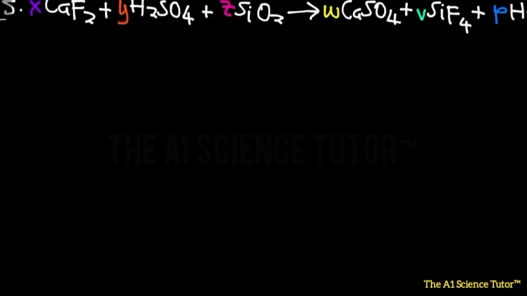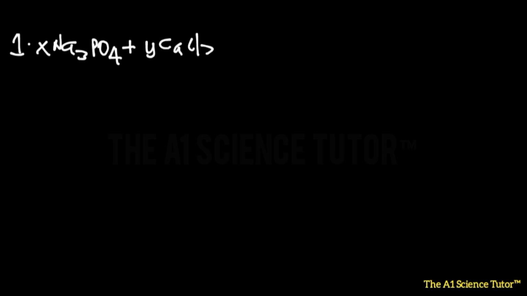I need to scroll this up a bit and gain some space. So the first one is we have X moles of sodium phosphate, and we've got Y moles of calcium chloride. And here we have Z moles of sodium chloride, and we've got W moles of calcium phosphate. Cool.